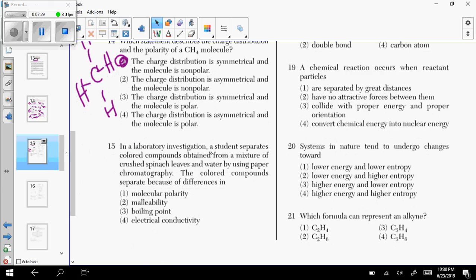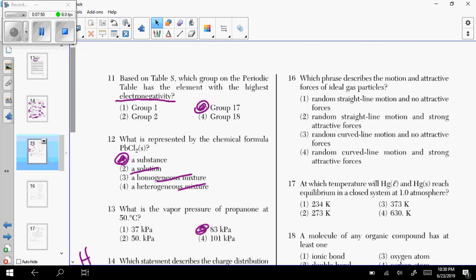In a laboratory investigation, a student separates colored compounds obtained from a mixture of crushed spinach leaves and water by using paper chromatography. The colored compounds separate because of differences in their polarity. Like dissolves like, so they dissolve in water because they're polar, and then they move up the paper based on that attraction.